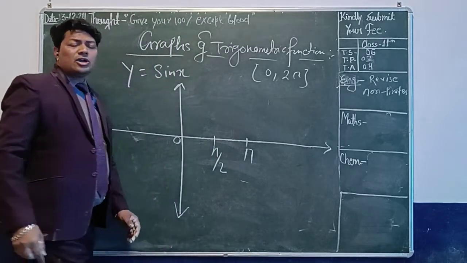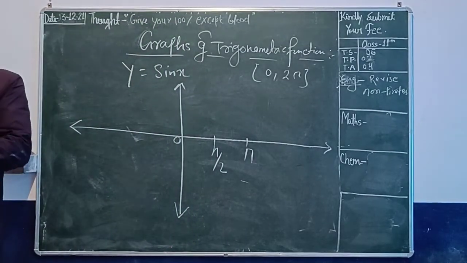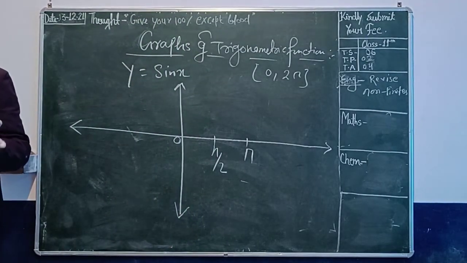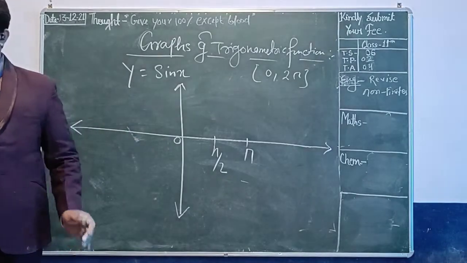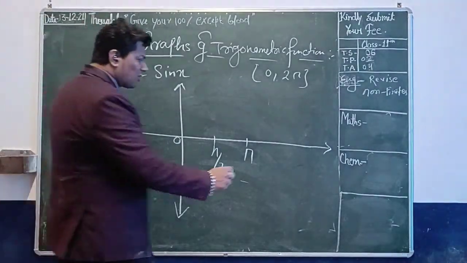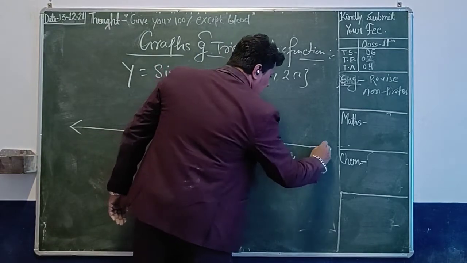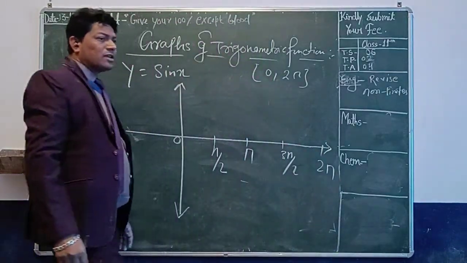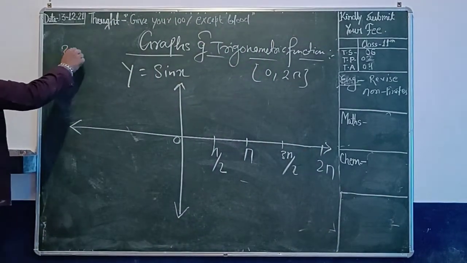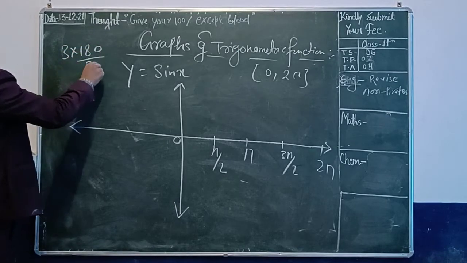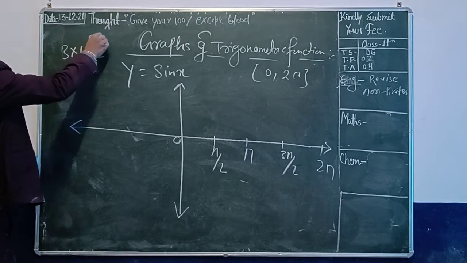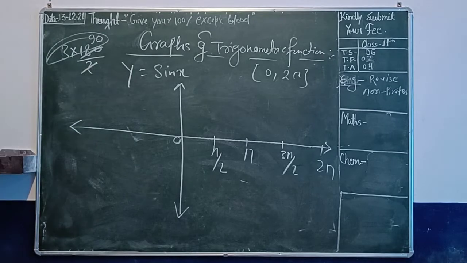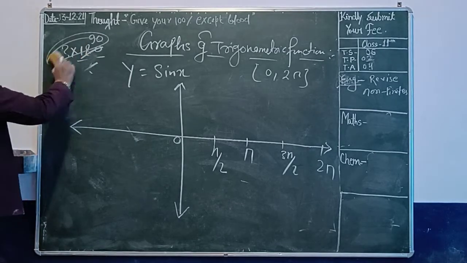You have a marking. You can go in the same way for pi by 2. You can go for simply 3 pi by 2 and then you can go for 2 pi. Is it clear? 3 pi by 2 means 3 into 1 divided by 1. You are getting 90, you are getting 270 degree.